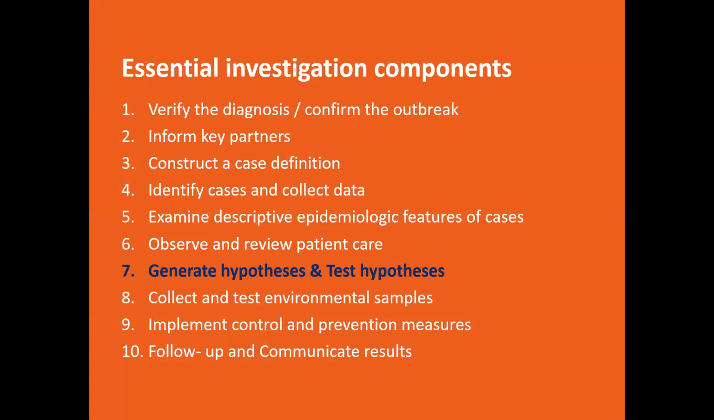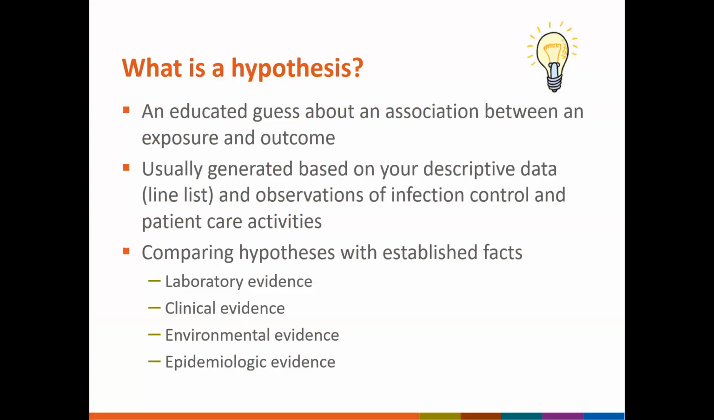So based on all this available information, you will generate the hypothesis, and you will use an analytical study to test the hypothesis. What is a hypothesis? You know very well, it is an educated guess about an association between an exposure and an outcome. So there was an exposure, and the outcome is a disease. It is usually generated based on your descriptive data, that is the line list and epidemic curve that you have constructed, and your spot maps and things like that.